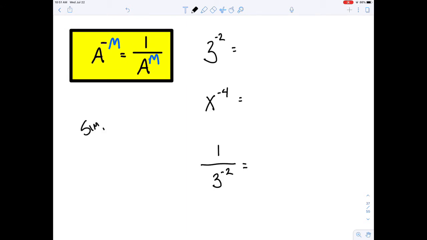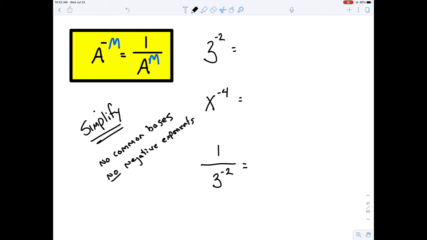A word that you're going to see a lot in these problems is simplify. Now, simplify means 2 things. Simplify means give your answer in simplest form, which suggests that there's no common bases and no negative exponents. So no common bases, no negative exponents. All right, with that said, here's what this rule tells me.